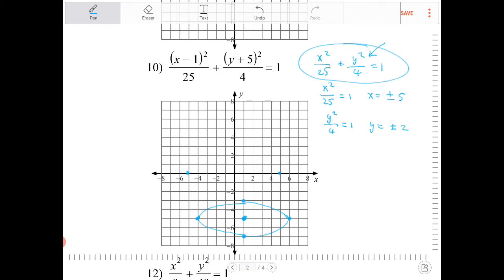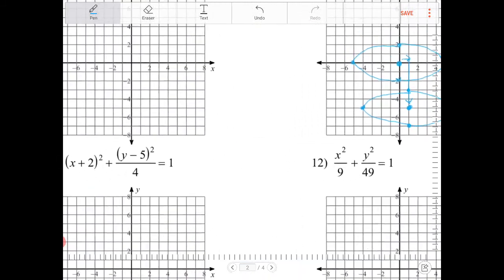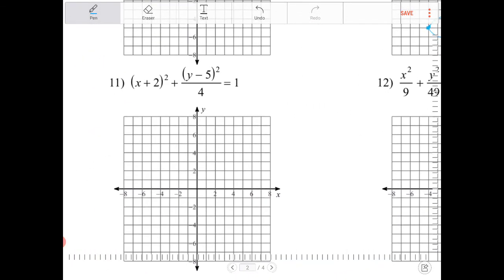But again, it's the same concept. So this was what it would have been graphed where the center is located at the origin. We move 1 unit to the right and 5 units down. Same thing. Okay, let's take a look at this guy.